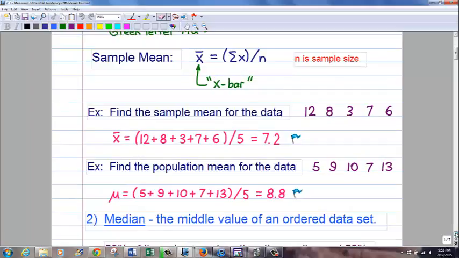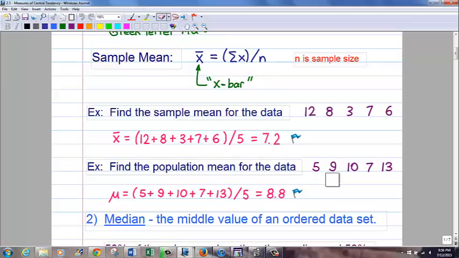So here's an example where I said find the sample mean for this set of data: 12, 8, 3, 7, and 6. You can just add them up. I used X bar only because of the wording saying sample mean. X bar, add them up, 12 plus 8 plus 3 plus 7 plus 6, divide by 5, equals 7.2. That's all you got to do.